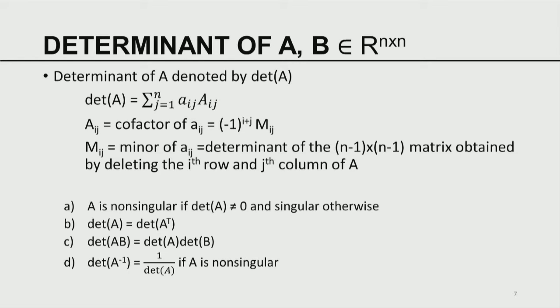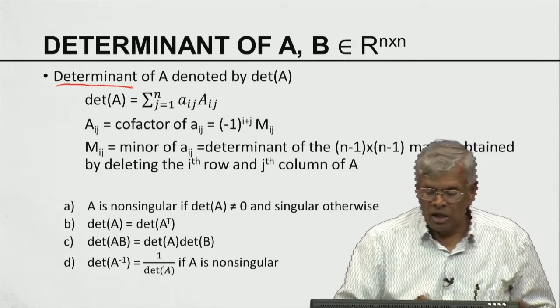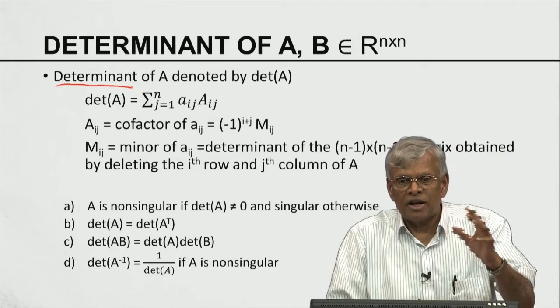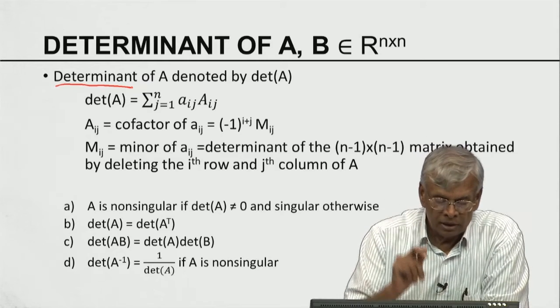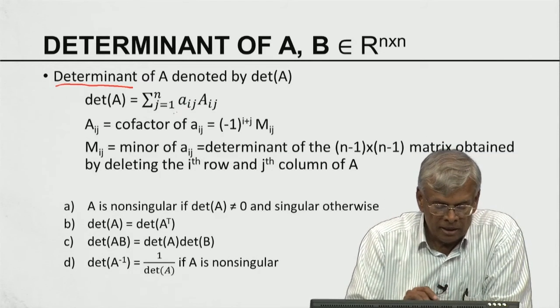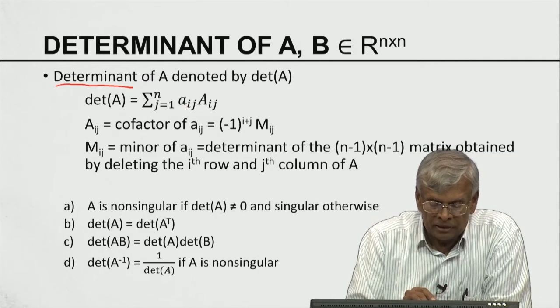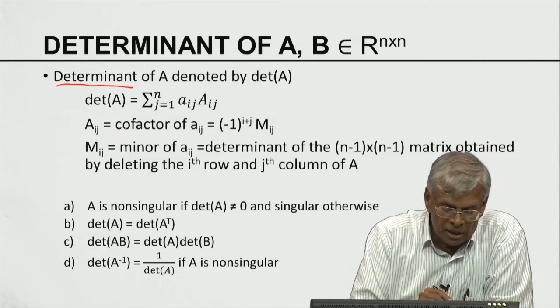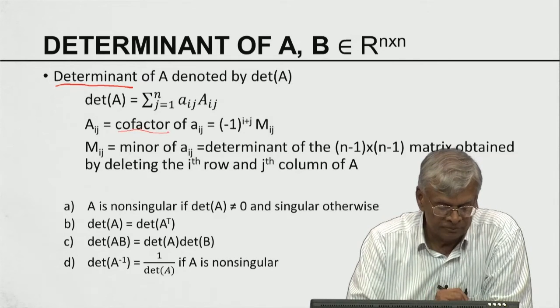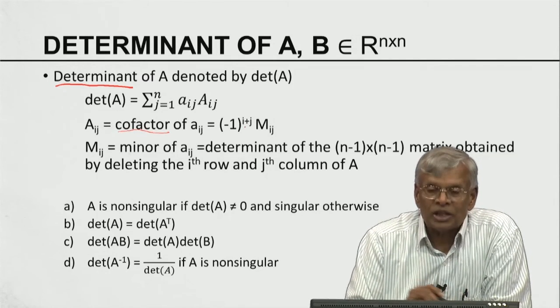Then there is the notion of a determinant of a matrix. I'm trying to list all the properties that a matrix possesses. Determinant of a matrix, we all know. Determinant is again a function that maps A to a real number. The determinant of a matrix is a number. The determinant is defined by the sum of the product of A_ij with the cofactors. Everybody should know the definition of a cofactor. Cofactor is called a signed minor.